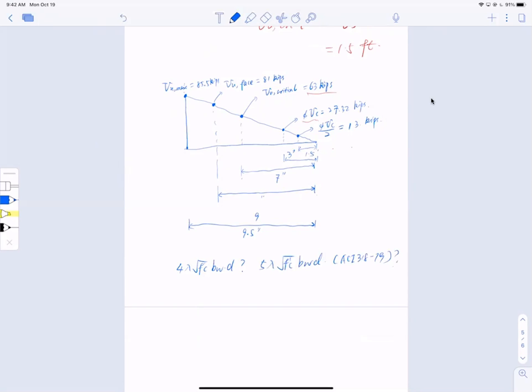If I have these two numbers, I don't know exactly where they're at, but I'm just going to draw them out, assuming they're something like here. This is a bad drawing. Let me connect this. Now these are some of my shear lines. Assume my 4 lambda square root f prime c is here, and assume my 5 lambda square root f prime c bw d is here, then I can have zones.